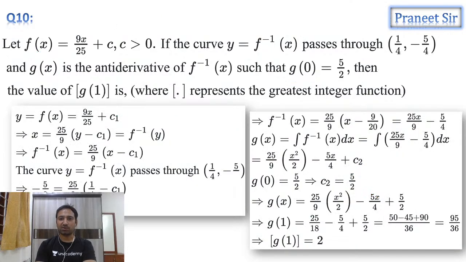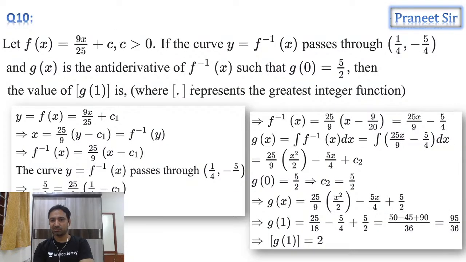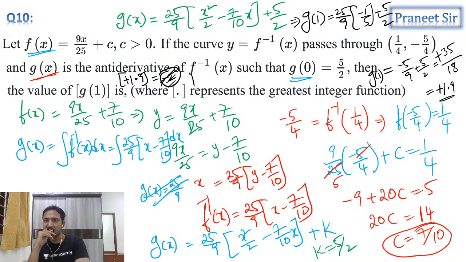So where did we go wrong? Somewhere I did wrong, guys. Let's see where I did wrong. Oh, here it is not minus 5, guys. It is plus 5. Okay, right. Plus 1.9. So the greatest integer function of plus 1.9 is 1. But still it is not correct. Somewhere in the calculation part I made a mistake. Okay, one second. Let me check where I made the mistake.